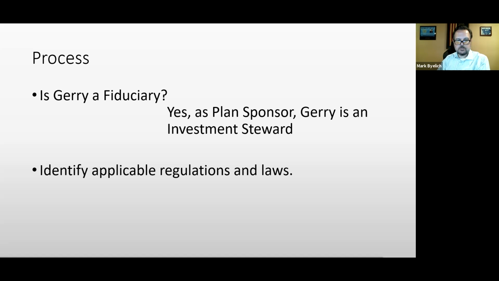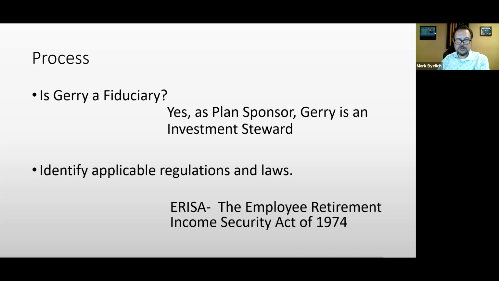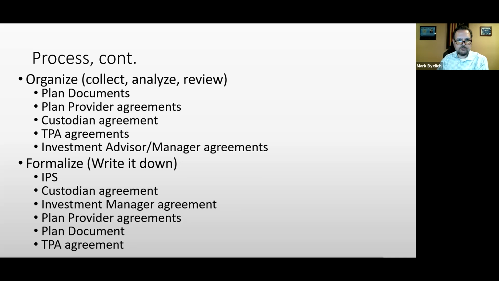Let's identify the applicable regulations and laws. This is a little different for Jerry. He falls under ERISA, the Employee Retirement Income Security Act of 1974. So what's Jerry's process? Well, he's got to follow that same process. Organize, collect, analyze, and review the plan documents, the plan provider documents, the custodian agreements. So those first two things are different.